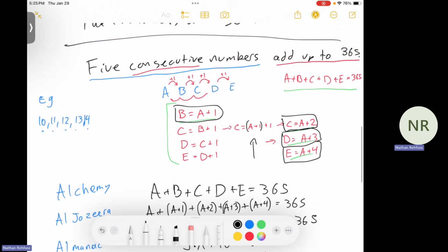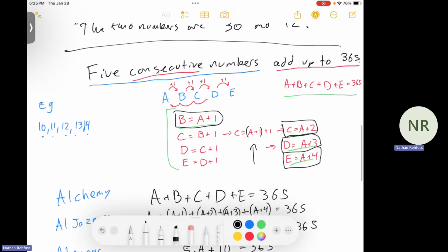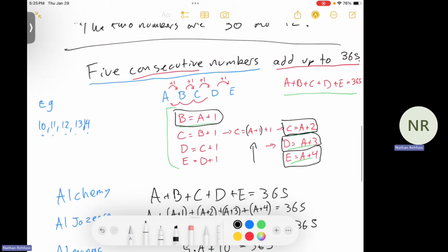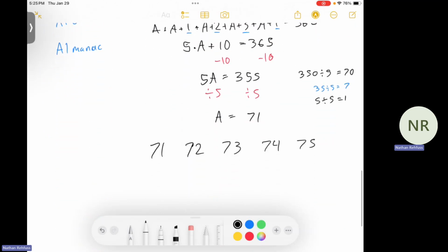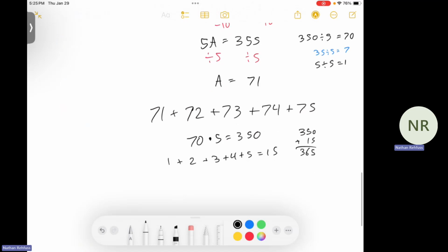Now let's reread the problem with our solutions inserted as a check. The 5 consecutive numbers, 71, 72, 73, 74, and 75, add up to 365. Well, is that true? If I add these together, 5 70s makes 350, and the remainder is 1 plus 2 plus 3 plus 4 plus 5. That's 15. So yes, that adds up to 365. We solved the problem.